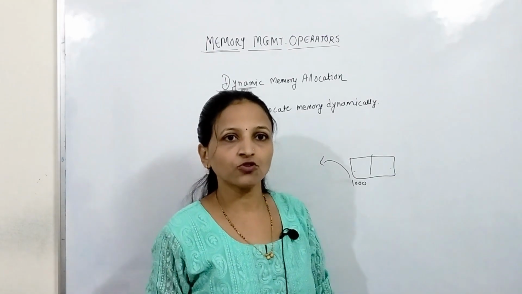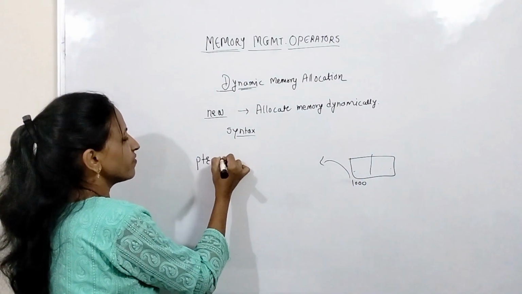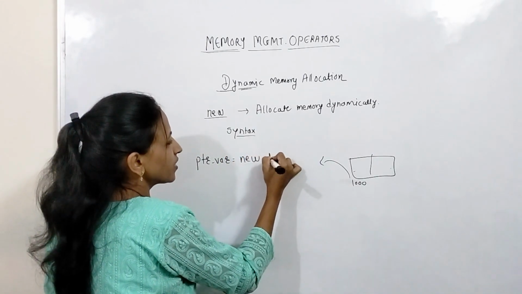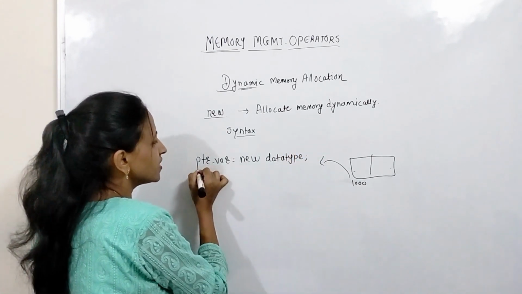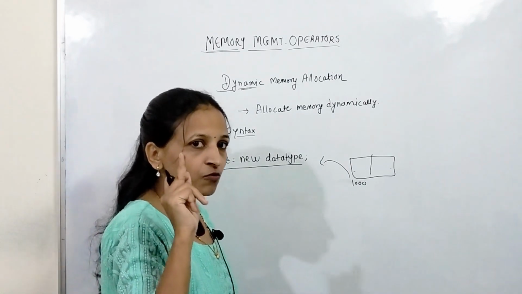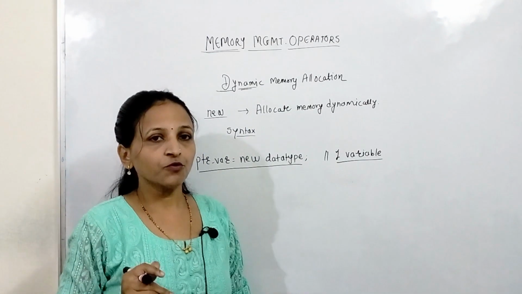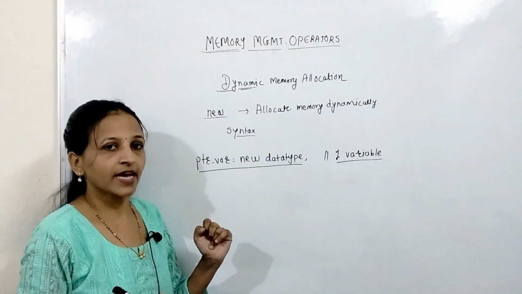See the syntax of using that new operator is like this. Here you have to write the pointer variable equals new, and here you can write the data type. This syntax you can use to allocate space for only one variable. Now see, one variable means what? If you want to allocate space for one integer, then how can you use this syntax?